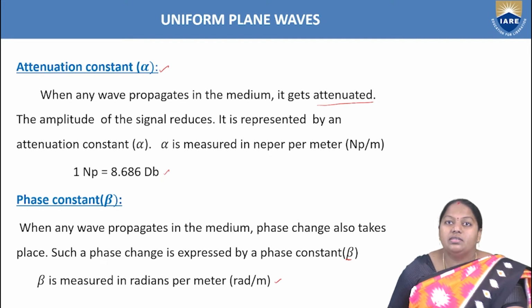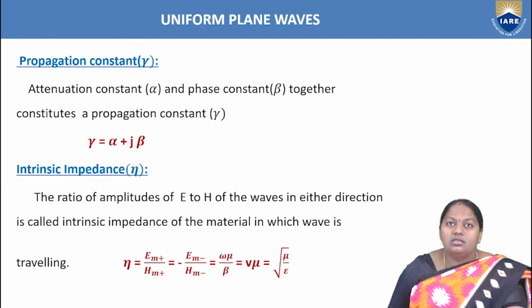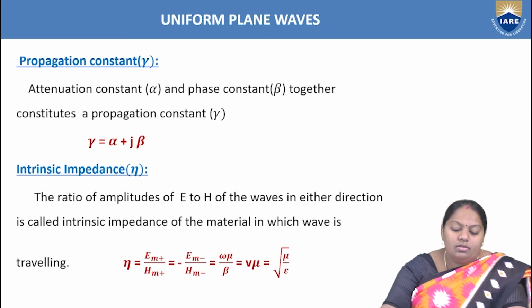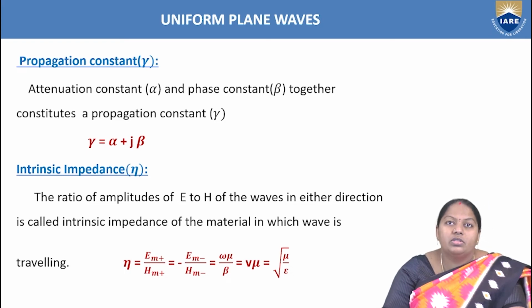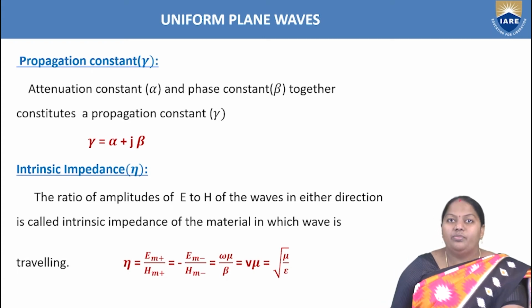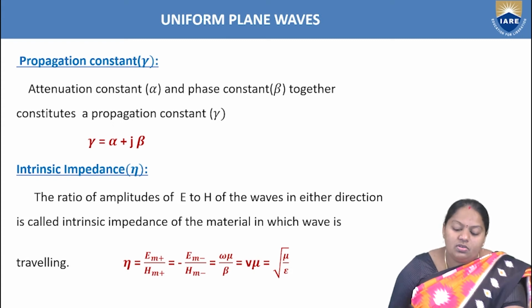Next, along with the attenuation constant alpha and the phase constant beta, we also get another constant called the propagation constant, which constitutes both the attenuation constant alpha and the phase constant beta. Hence, the attenuation constant alpha and the phase constant beta together constitute the propagation constant gamma, and it is given by gamma equal to alpha plus j beta.